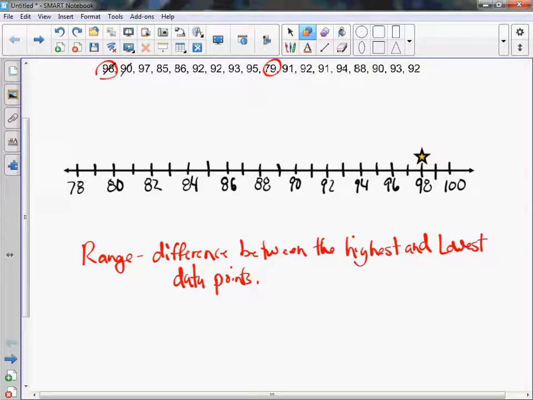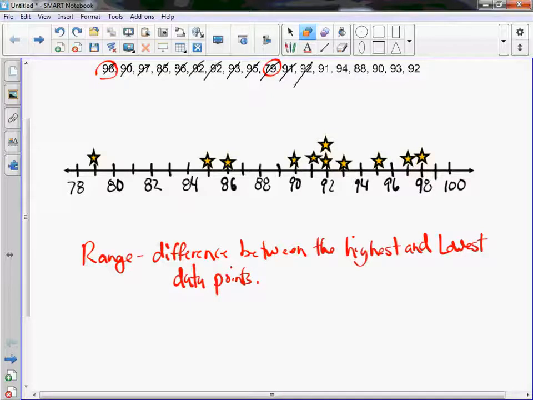Then 90, 97, 85, 86, 92 twice, 92, and then above it, 93, 95, 79, 91, 92, 91, 94, 88, 90, 93, 93, and 92.